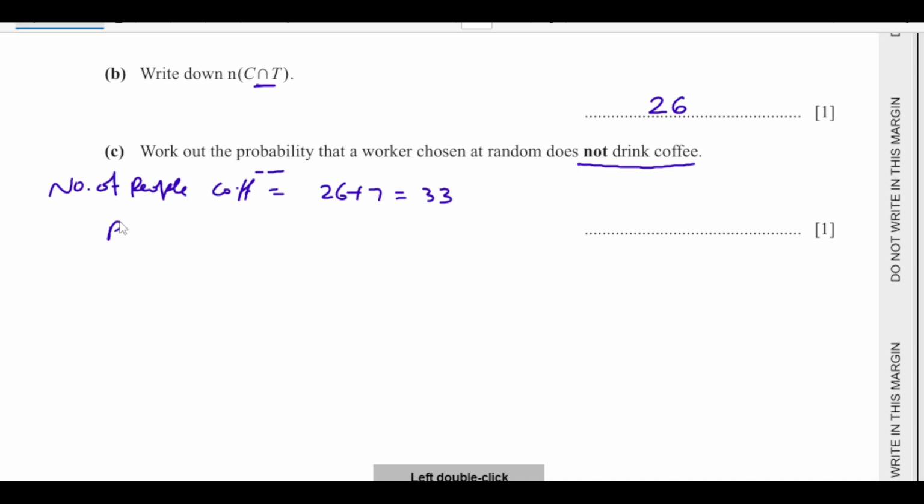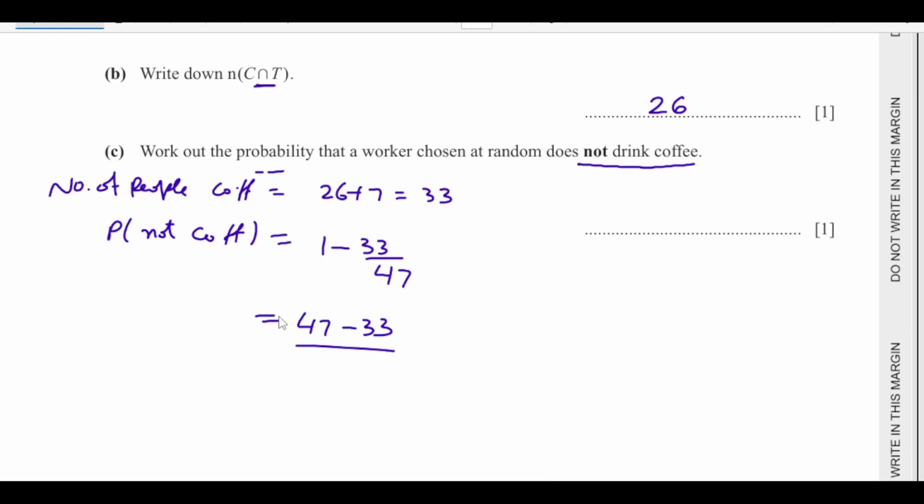So those who do not drink coffee, let me just write down, is 1 minus 33 over 47, as we are talking about out of 47. So 47 minus 33 over 47, this is 14 over 47. This is our answer.